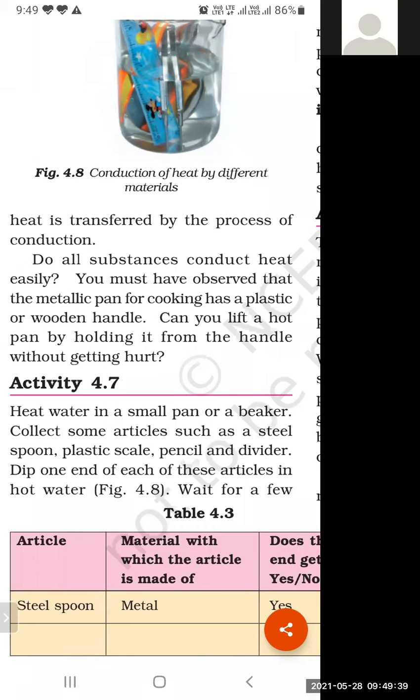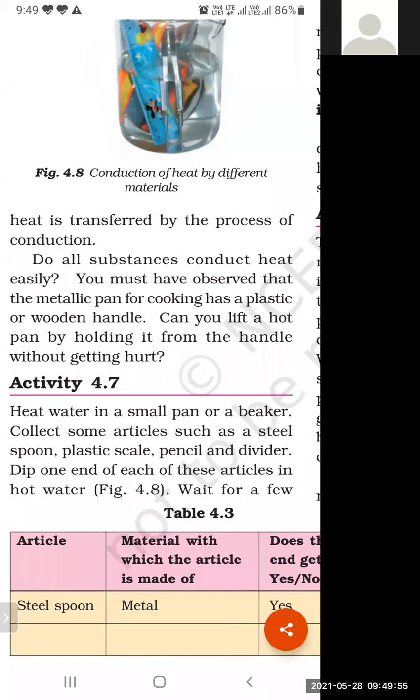So can you lift a hot pan by holding it from the handle without getting hurt? No, it is not possible. Yes, if they are made of wood or plastic, we can lift the hot pan very well.